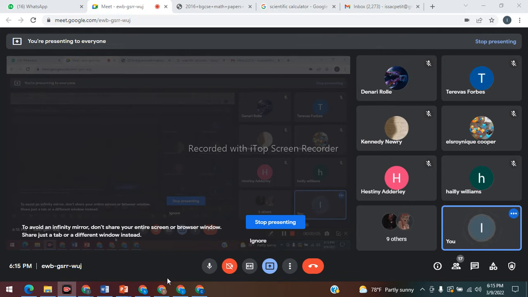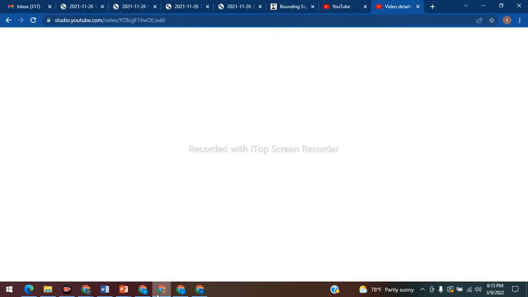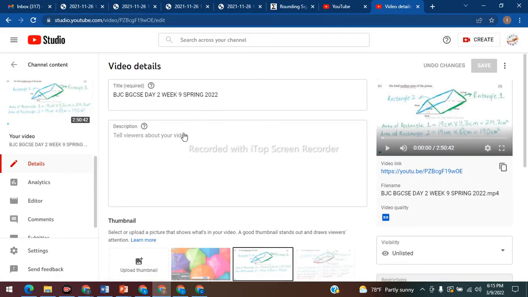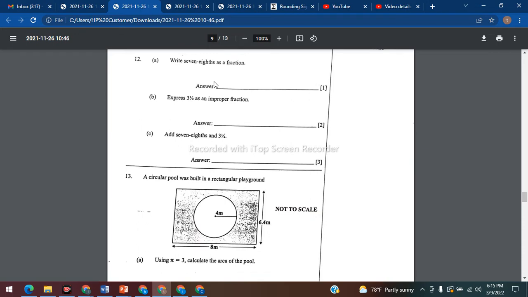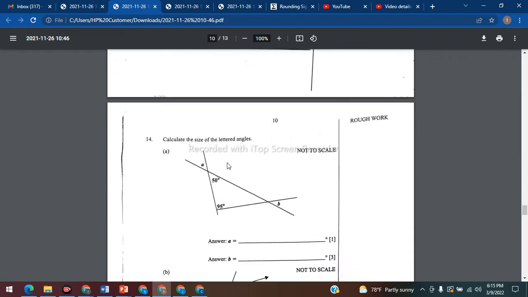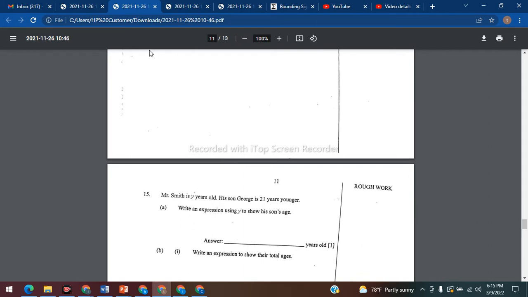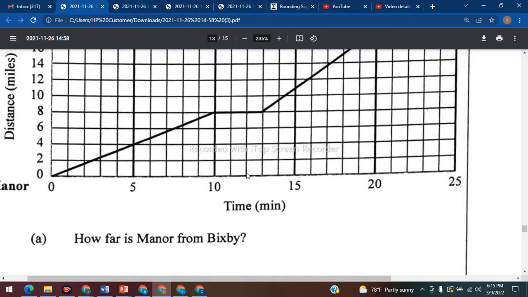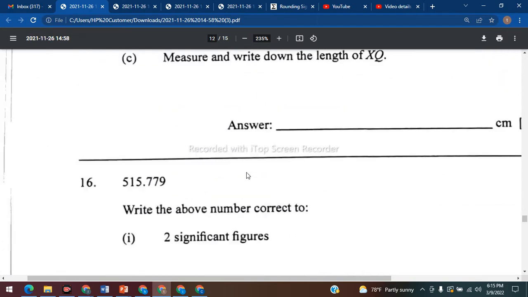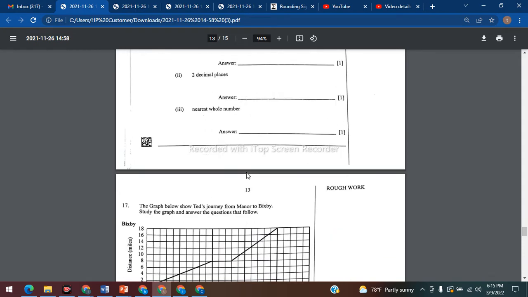Alright, so let's dive into this math paper. Last time we were dealing with the question that we were trying to figure out the solution to. And so I want to share with you how we are going to go about doing that question.